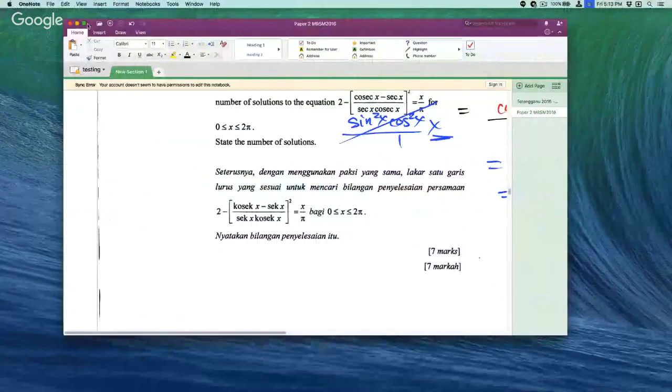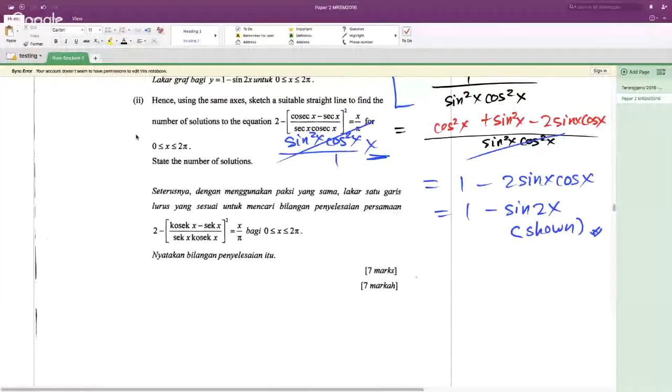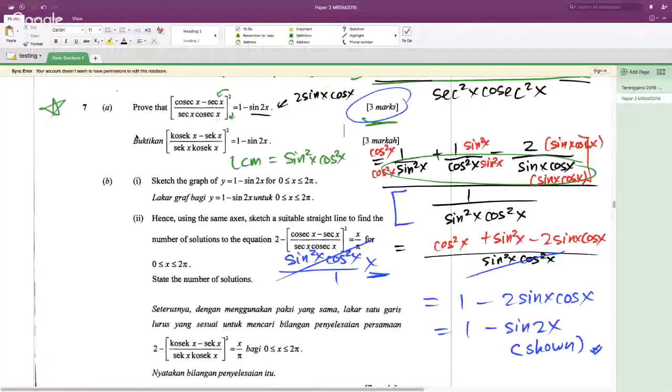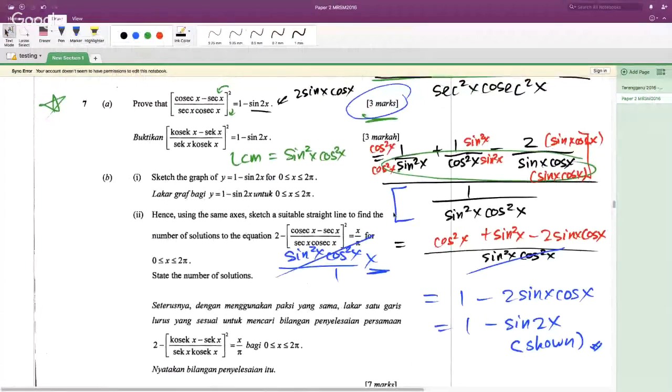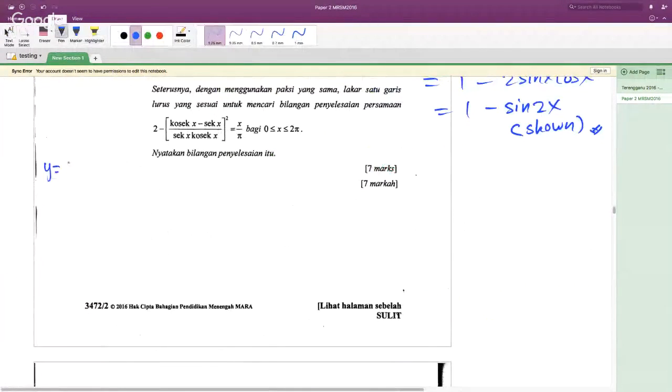All right, so since we proved that one already, we're going to go into part B. Okay, part B asks you to sketch the graph for this one. So basically in 0 to 2 pi, I will need to sketch the graph y equals 1 minus sine 2x. What I will focus on is the plus 1. Plus 1 means the whole graph will shift up 1 unit.